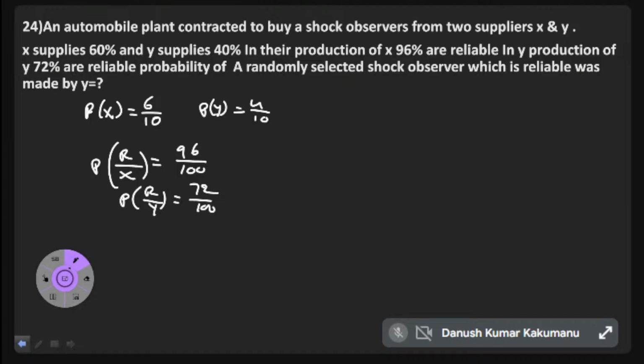See, one shock absorber is given. Our motor vehicles, shock absorbers, not the electrical branch. One shock absorber is selected, a randomly selected shock absorber which is reliable was made by Y. Reliable shock absorber supplied by Y.